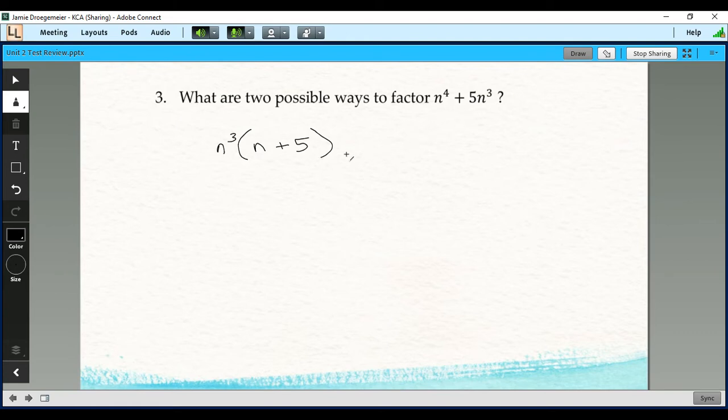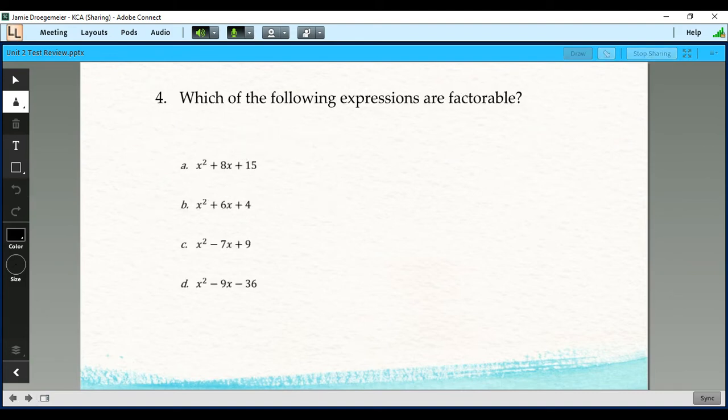And I just want to show you another possibility here. I could factor out a negative n to the third. And basically that's just going to change the sign of everything inside the parentheses here. So technically I could factor it either of these ways. I would usually factor it the first way because that's the simplest way of looking at it, but I just want to show you that I could make that a negative as well and factor it that way. All right, moving on then to number 4.